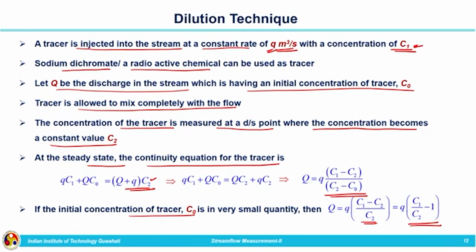The stream discharge can be calculated by using this formula. We know the rate at which the tracer is added and the concentration of the tracer is known to us, and C2 is the concentration at the downstream end where the sample collection is done. So, based on these values we can calculate the stream discharge.